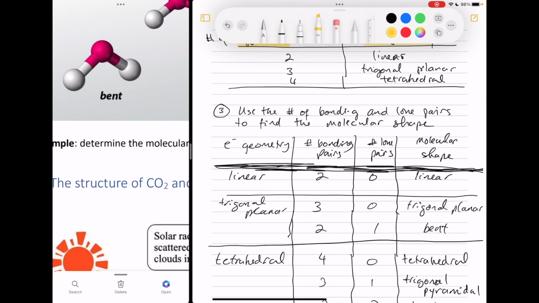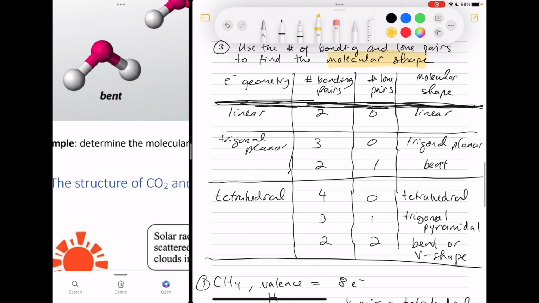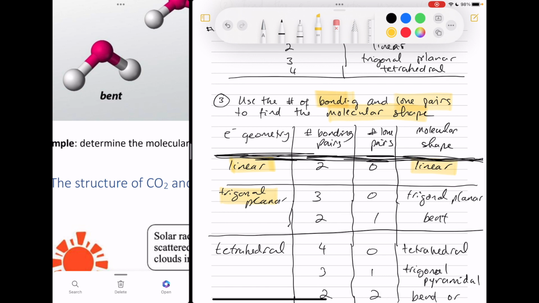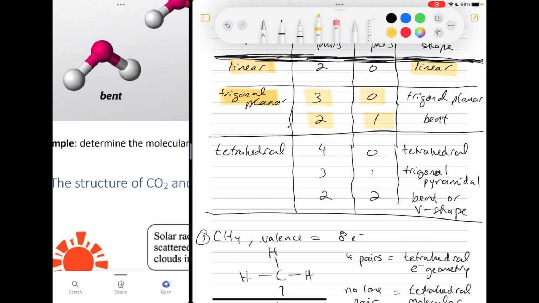Once you have the electron geometry, now you're going to need to find the molecular shape, and that depends on the electron geometry. So if your electron geometry is linear, your molecular shape is also going to be linear. If your electron geometry is trigonal planar, you have two options. That depends on the number of bonding and lone pairs that you have around the central atom. Depending on what they are, you're going to have different names for them, trigonal planar and bent. Same idea here with tetrahedral.